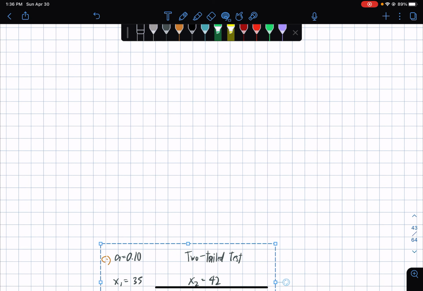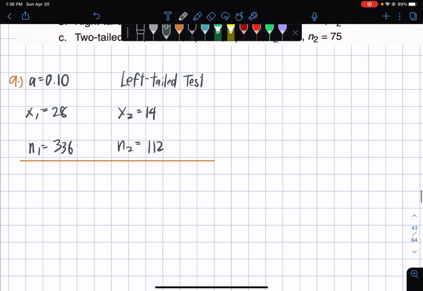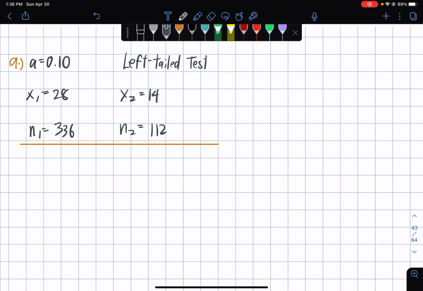Okay, so let's do this part first. So for letter A, look for P1 again. That's 28 over 336. We have basically 1 over 12. And for P2, we have 14 over 112. That is 0.125. For PC, we have 28 plus 14 over 336 plus 112. The answer is 0.09375.